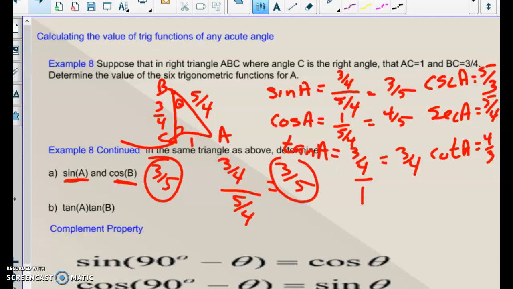So let's do the tangent of A. The tangent of A we already found was 3/4. The tangent of B, the opposite over the adjacent, ends up being 4/3. What happens there is you get reciprocals of each other because you're doing the same thing.